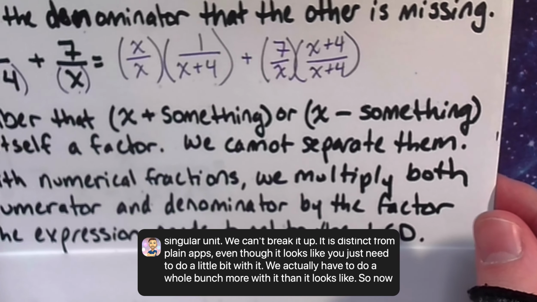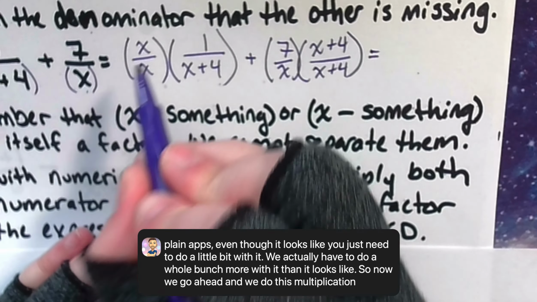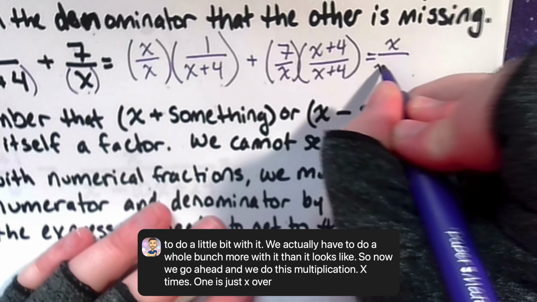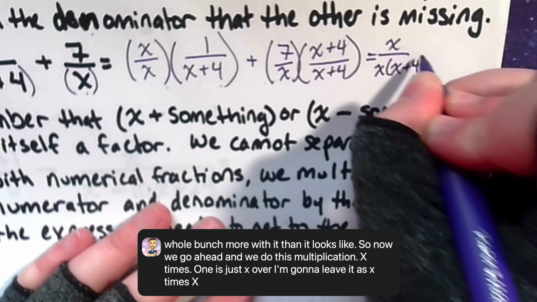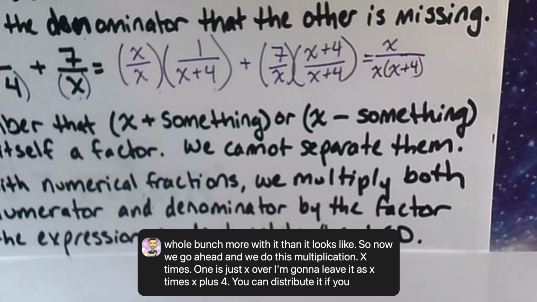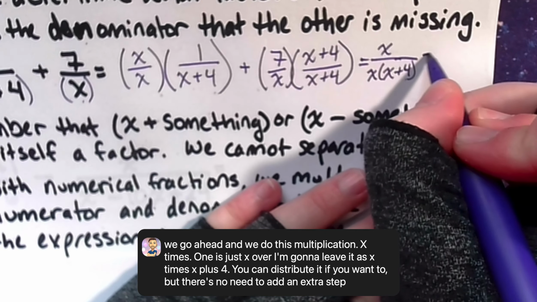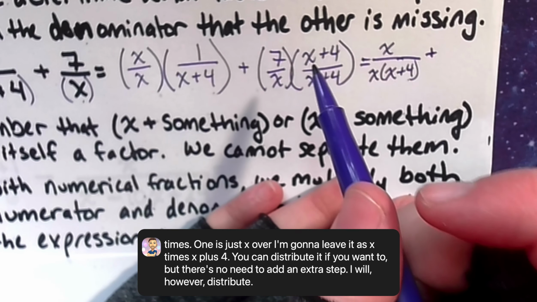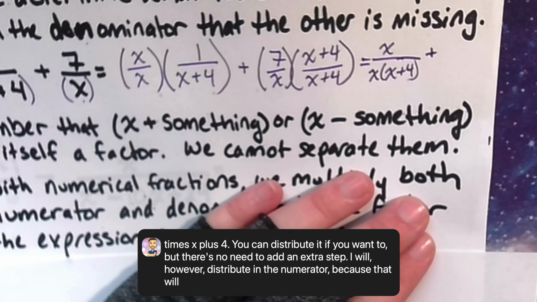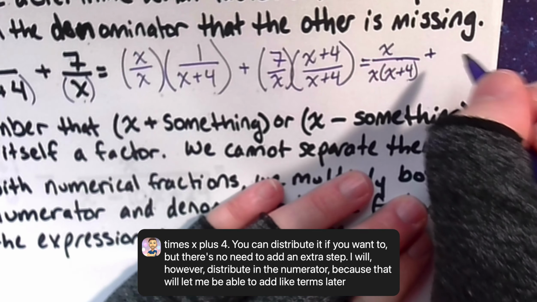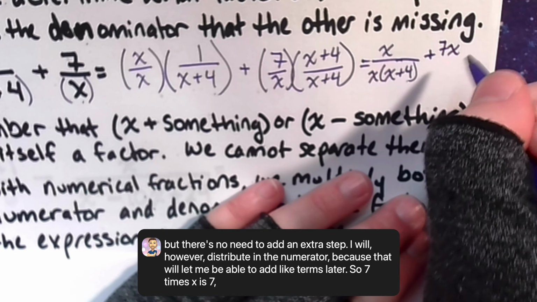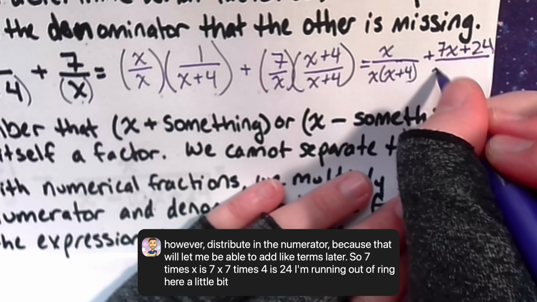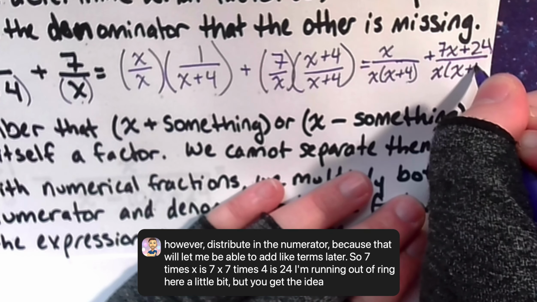So now we go ahead and we do this multiplication. x times 1 is just x over, I'm going to leave it as x times x plus 4. You can distribute it if you want to, but there's no need to add an extra step. I will, however, distribute in the numerator because that will let me be able to add like terms later. So 7 times x is 7x. 7 times 4 is 28. I'm running out of room here a little bit, but you get the idea. Over x times x plus 4.